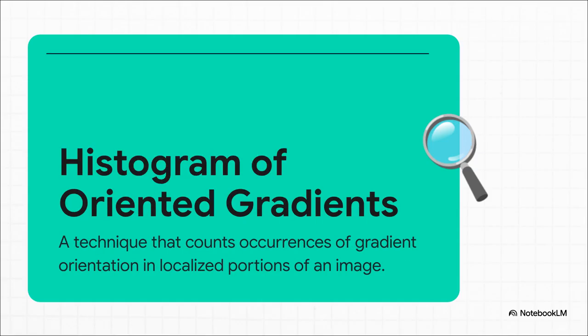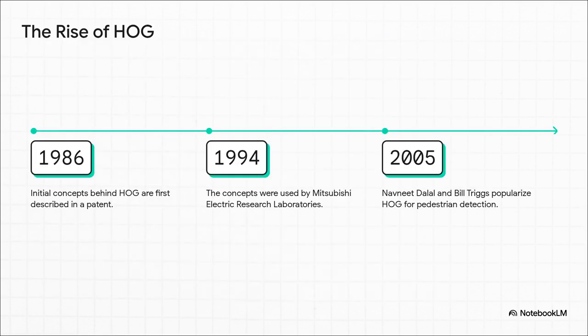The name sounds super intimidating, I know, but let's just break it down. Gradients are just a mathy way to measure edges, how strong they are and what direction they're pointing. Oriented just means we care about that direction. And a histogram, that's just a bar chart. So all HOG does is count the directions of edges in tiny little patches of an image. That's it.